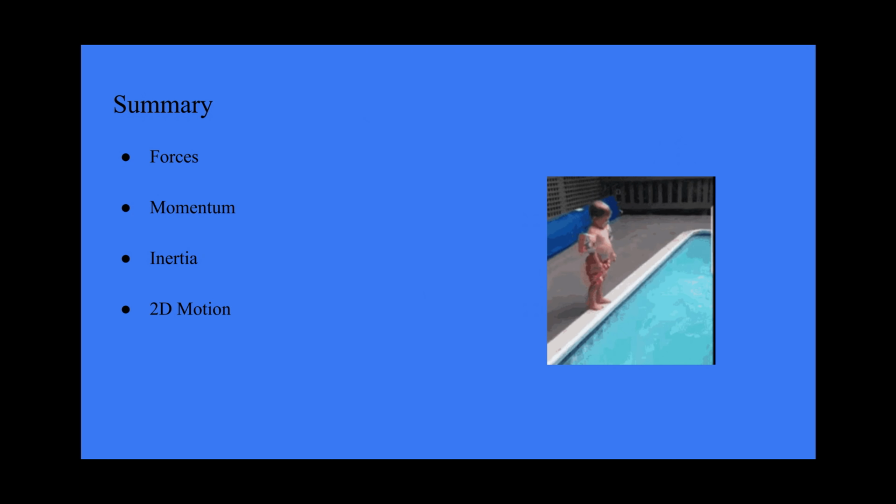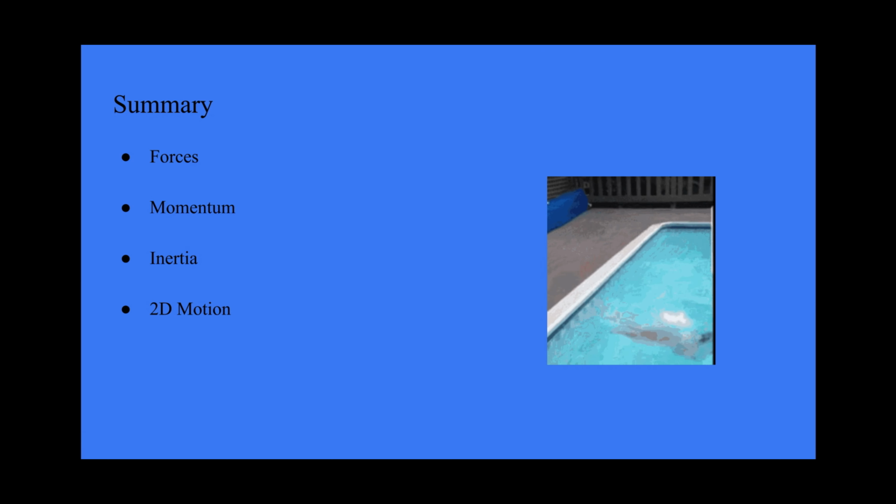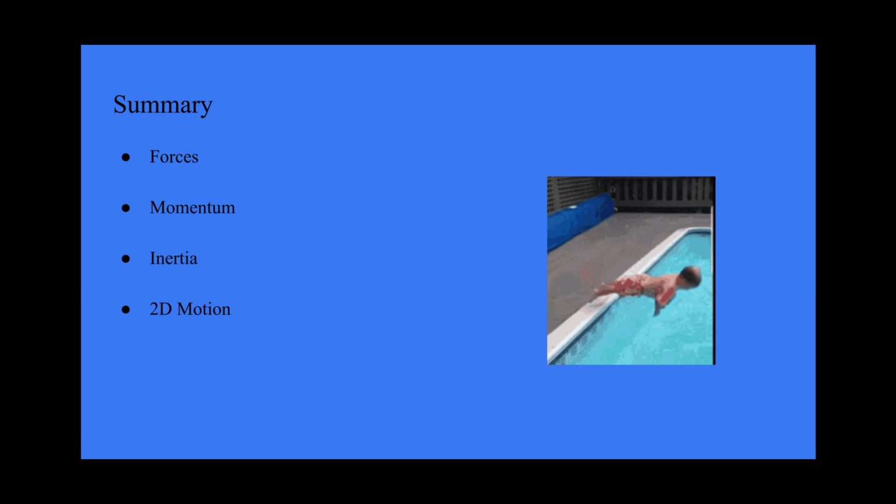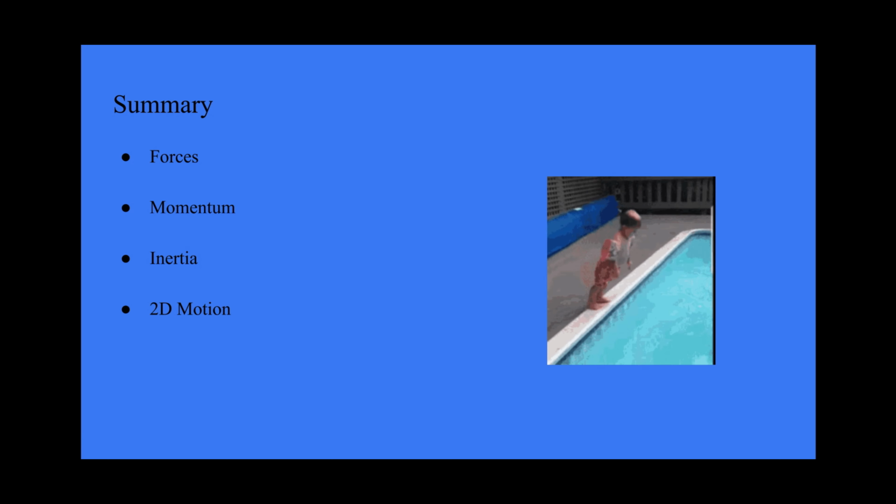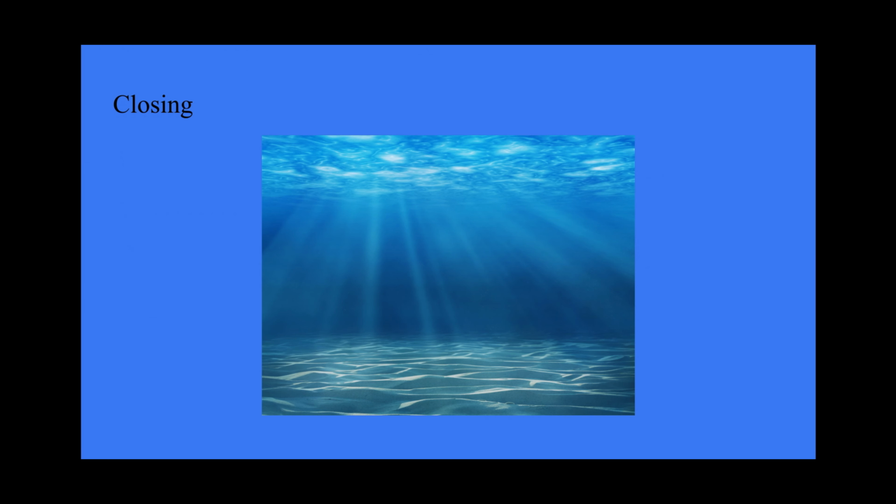Swimming is a powerful real-world example of physics in action. Buoyancy, forces, momentum, inertia, and two-dimensional motion all work together every time a swimmer moves through the water. Understanding these principles not only explains how swimming works, but why technique matters so much.